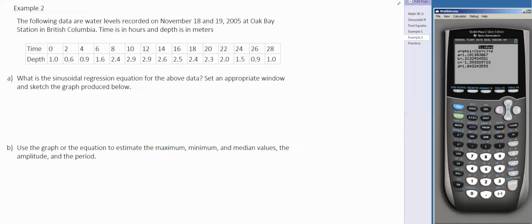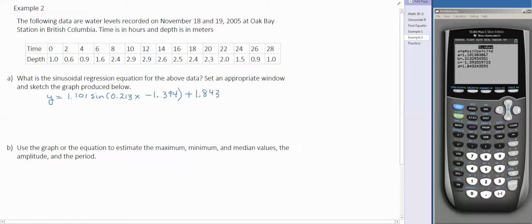I'm going to write my equation down. I have y is equal to 1.101 times the sine of b, which is 0.213x minus 1.394, plus 1.843. We're going to sketch the graph.